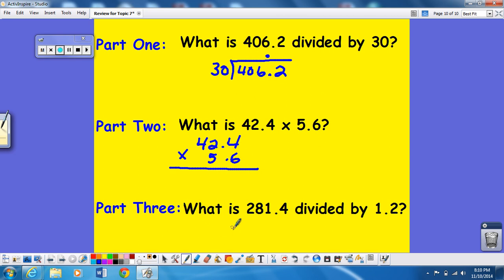Then we have what is 281.4 divided by 1.2. Make sure you move your decimal in both places, in your divisor and your dividend, and rewrite your problem before you work it. All right, work hard on these 3 problems.